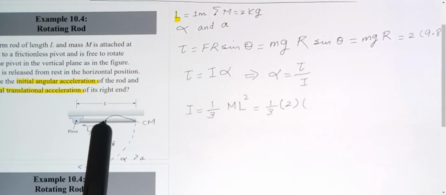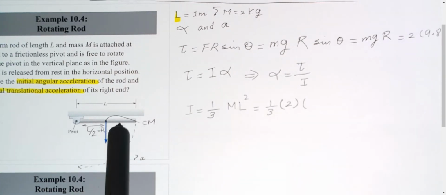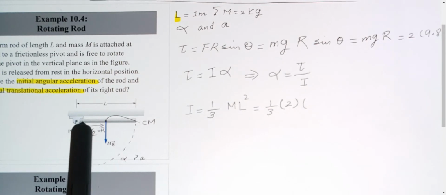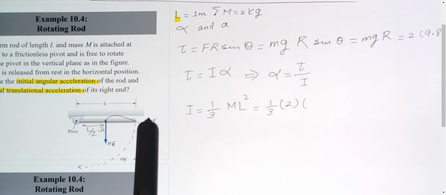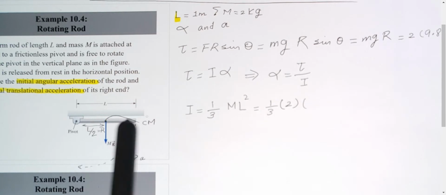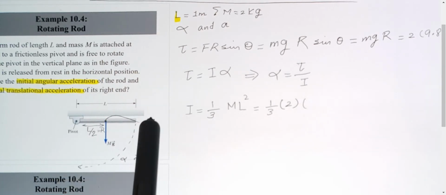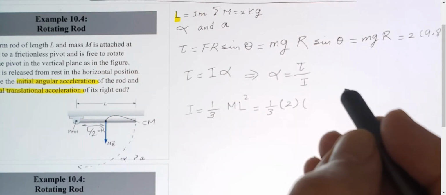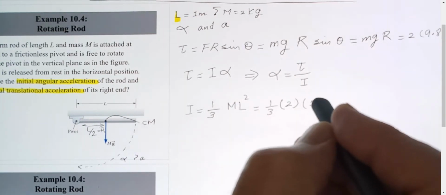The center of mass: for gravitational force, look at the body as a center of mass. However, when we calculate the moment of inertia, we need to consider the total length. So it is half 2 and the total length is 1 square.